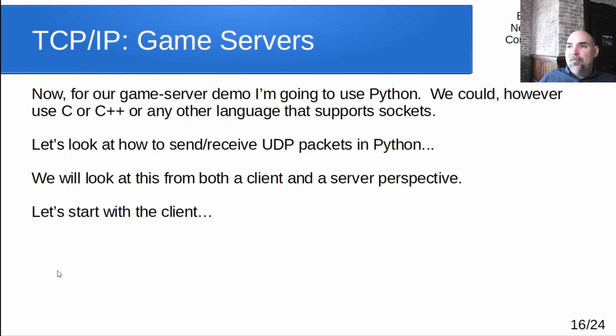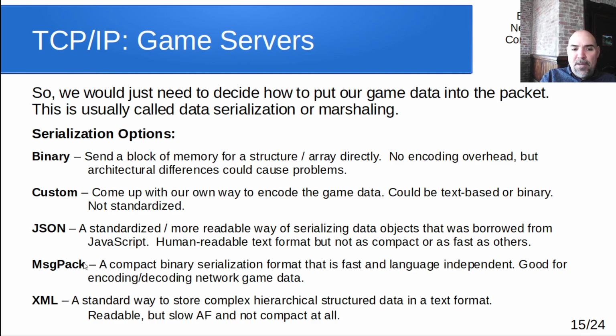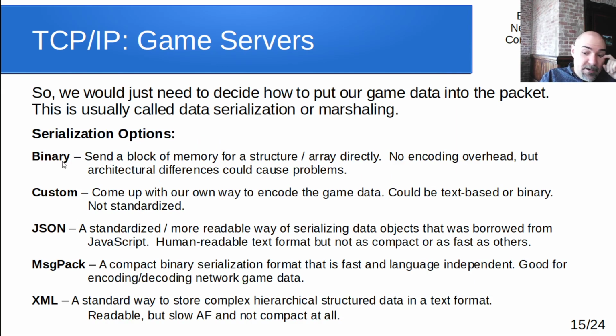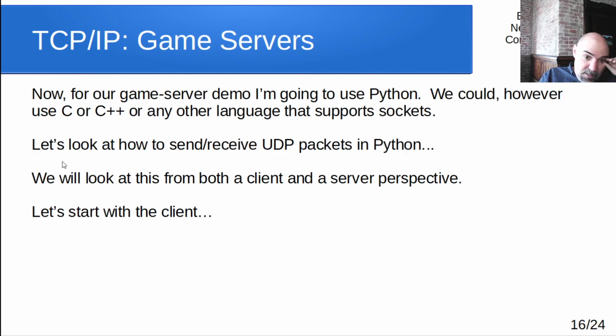But one cool thing about this is you could write the server in C and the clients in Python, because the language we're speaking here is UDP. And if we use something cross-platform like MsgPack or JSON or XML, or really any of these except for the binary, then it doesn't really matter what language we write the code in. In fact, we could even still use binary and use the Python struct module to deal with that. All right, so let's look at that Python program from both a client and a server perspective. We're going to start with the client.